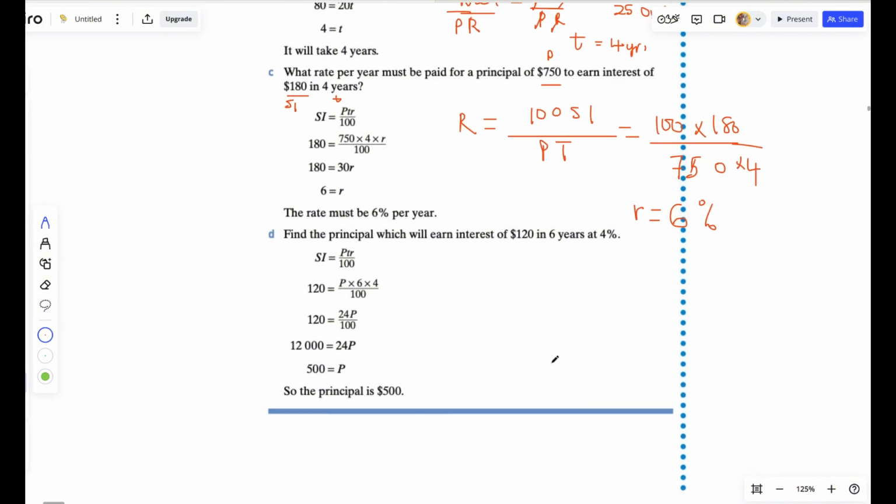Now the third one, this time around, they will not give us the principal. So you see, we've solved for interest, we solved for time, we solved for rate. Now we want to calculate for principal. Find the principal which will earn interest of 120.